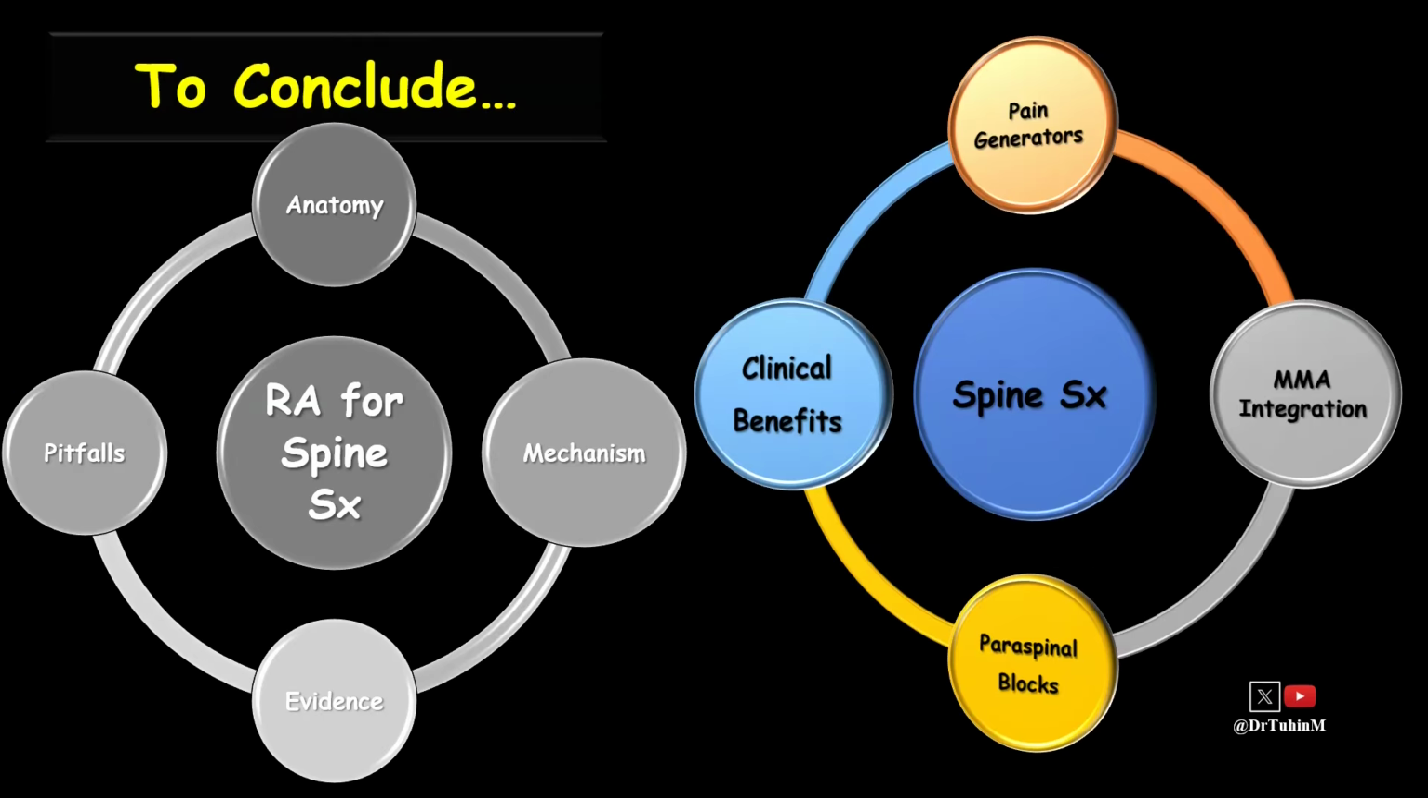To conclude, we have explored the evolving role of regional analgesia in spine surgery, understanding the key pain generators, which allows us to target them effectively using paraspinal blocks such as erector spinae and its variants. These techniques, when integrated in a well-structured multimodal analgesia plan, offer significant clinical benefits, from opioid-sparing effects to faster recovery, and ultimately lead to patient satisfaction.